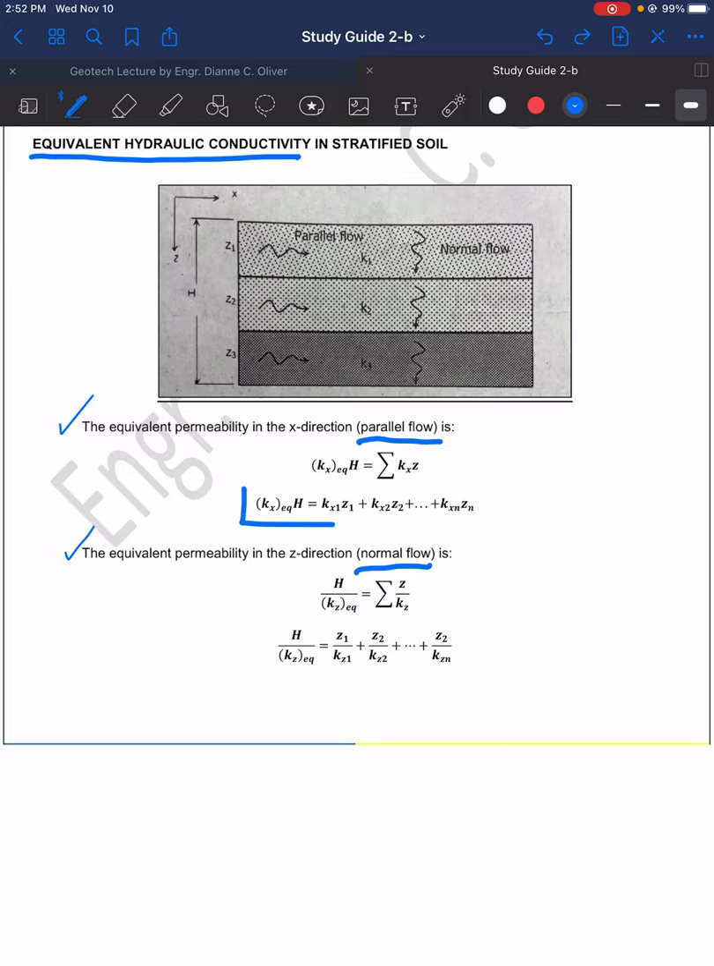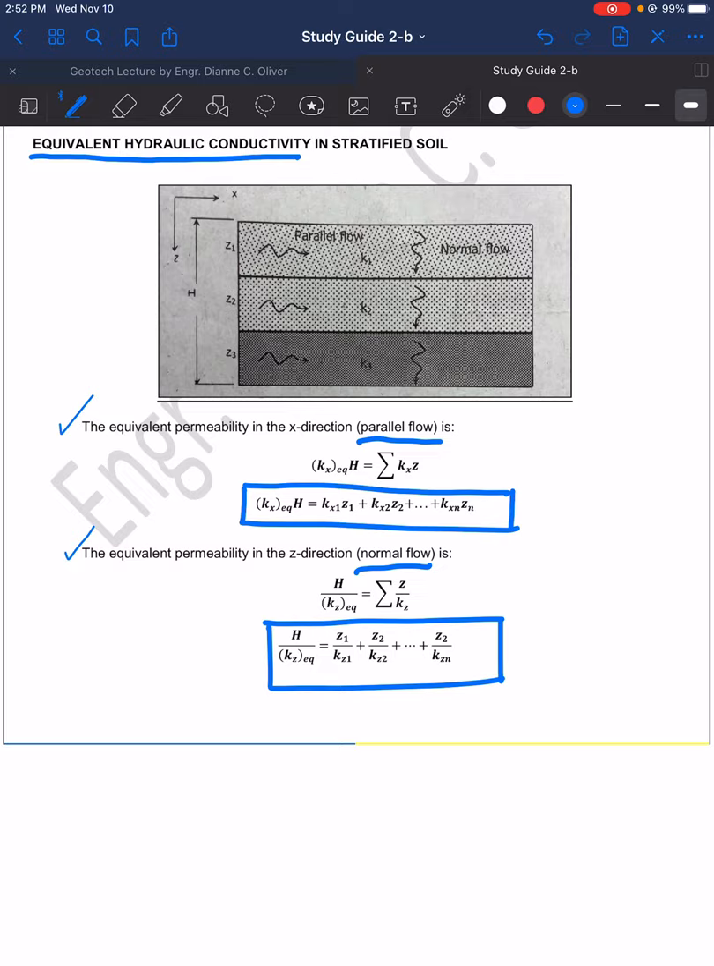Okay, again, for the parallel flow, you have this horizontal formula here. For the normal flow, you have the vertical orientation of the formula.